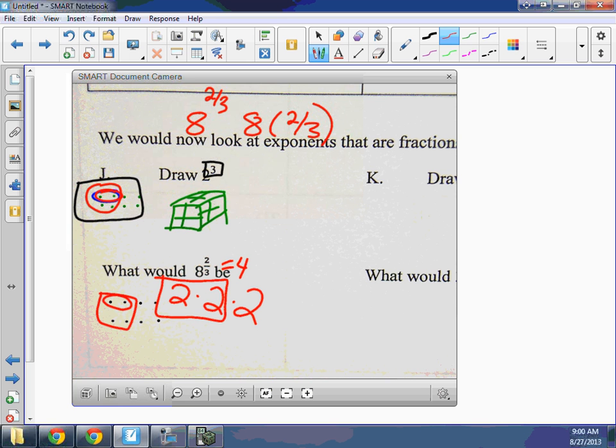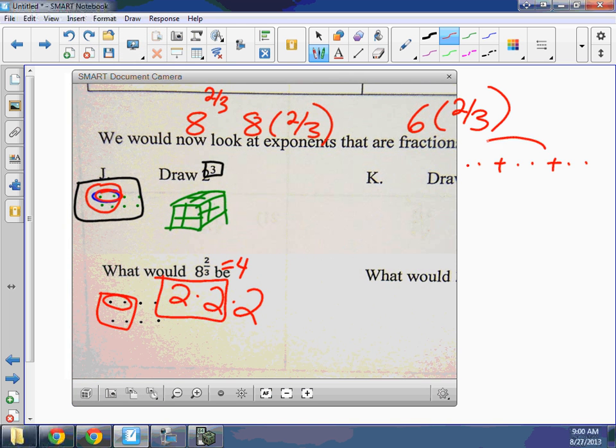If I had 6 and I times it by 2/3, that's saying 2 plus 2 plus 2, and I take 2 of the 3, I would get 4. 2/3 of 6 is 4. But if I break 8 into multiplications and I take 2 of those 3 multiplications, I also get 4. So you need to know the difference. Is that confusing you? No?